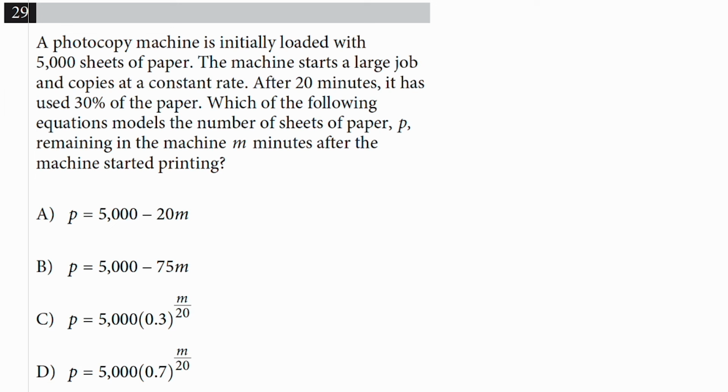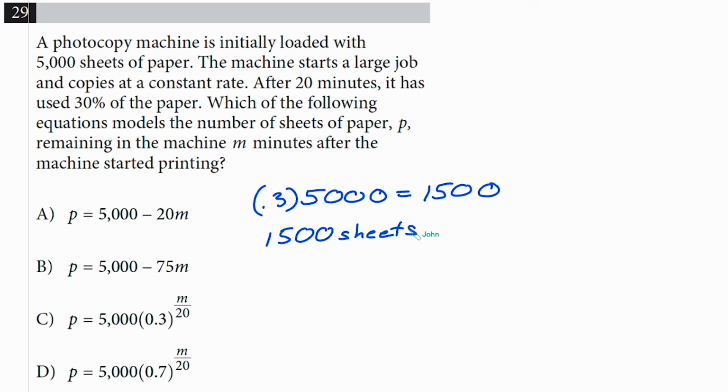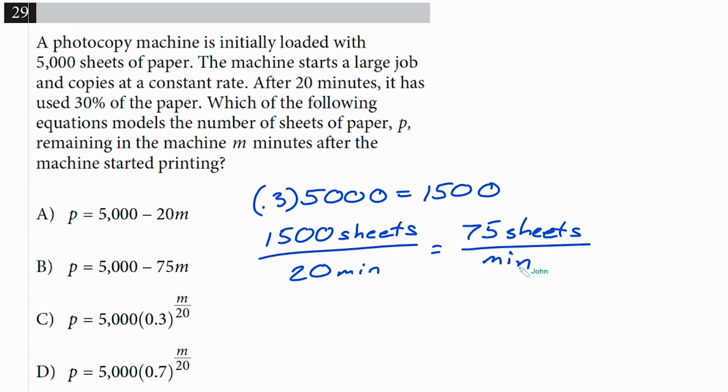It does not say that every 20 minutes the amount of paper decreases by 30%. It says that the machine copies at a constant rate, and in those first 20 minutes, 30% of the 5,000 sheets are used. And so we have that 1,500 sheets are used in 20 minutes, which means that 75 sheets per minute is the rate of decrease in this linear equation, so the answer is B.